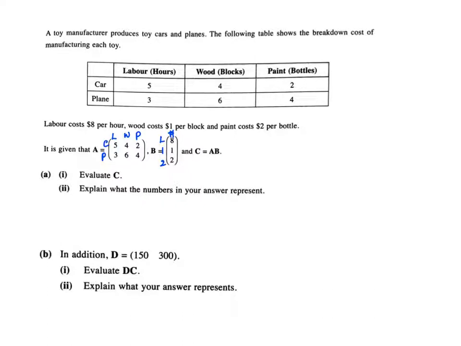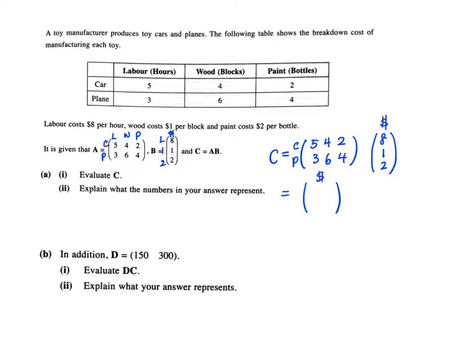They ask us to evaluate the matrix C. C in this case will be matrix A multiplied by matrix B, 8, 1, 2. The rows here are car and plane, and this is talking about money. So in our final answer, we should have a 2 by 1 column, 2 rows 1 column, where this is car and plane, then this is the money. We take row by column. So 5 times 8 plus 4 times 1 plus 2 times 2 gives me $48. Then the second row, we have 3 times 8 plus 6 times 1 plus 4 times 2. That gives me $38.